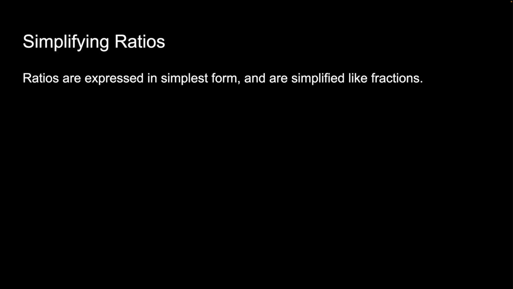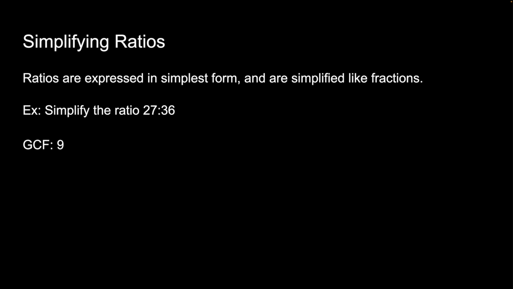Now, ratios can also be simplified, and they are usually expressed in their simplest form, and they are simplified the same way you would simplify fractions. So, for example, let's say we have the ratio 27 to 36. The first thing you have to do is find the greatest common factor between the two values in the ratio. So, if you look here, the greatest number that both 27 and 36 can be divided by is 9. So, the greatest common factor is 9.